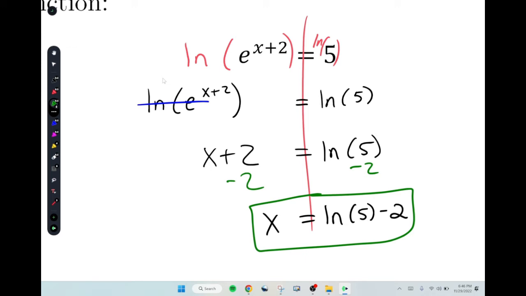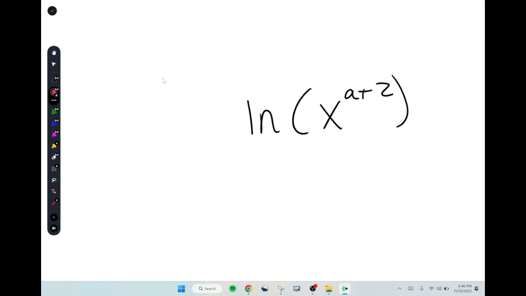And that's going to come up later. If that's how you get rid of an e, then how would we get rid of, let's say, ln of x to the a plus 2? How do you get rid of an ln? If ln gets rid of e, how do you get rid of ln? Yeah, you do this right here. e. And it cancels it out. So it's like flip-flops.